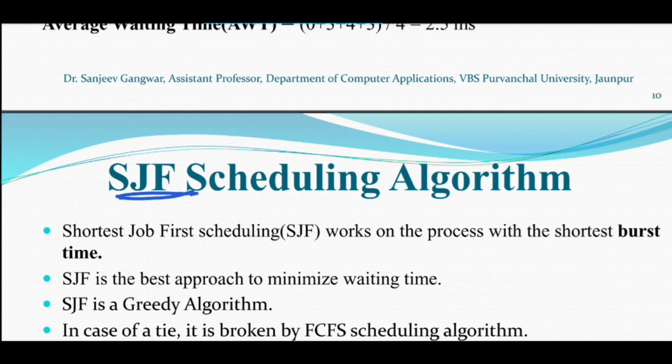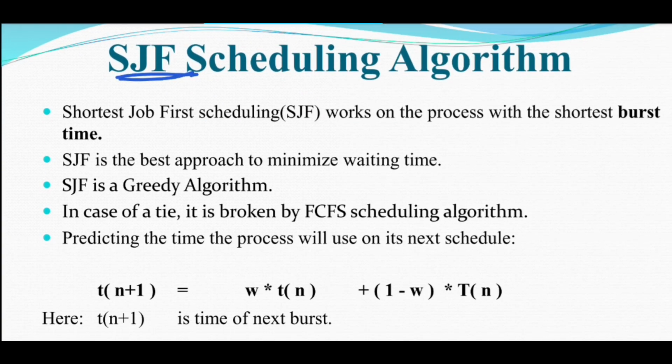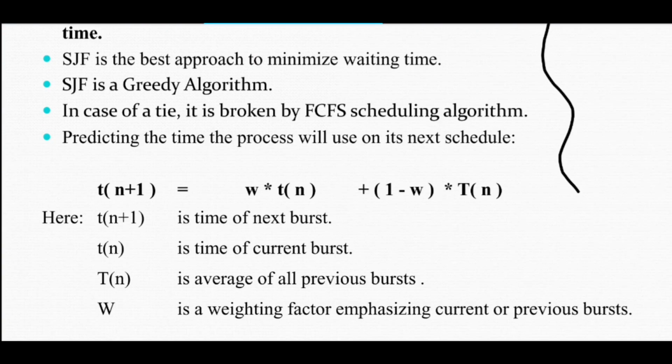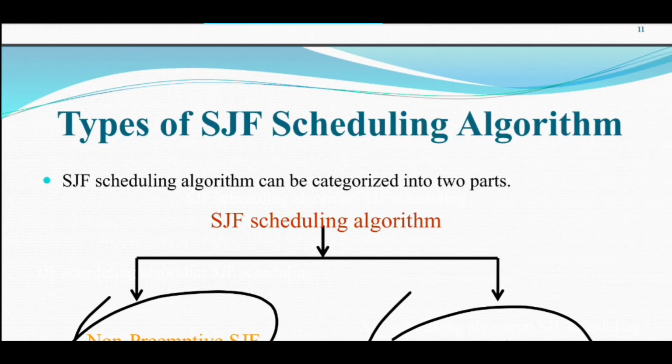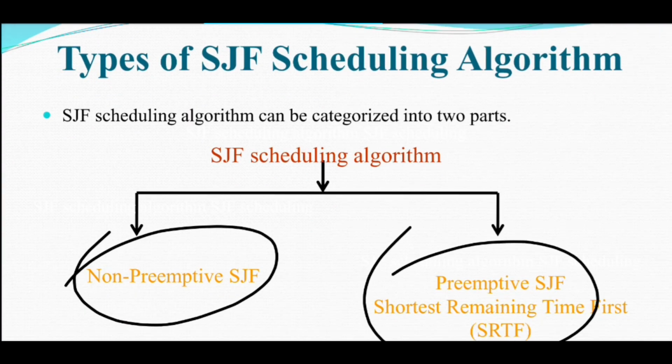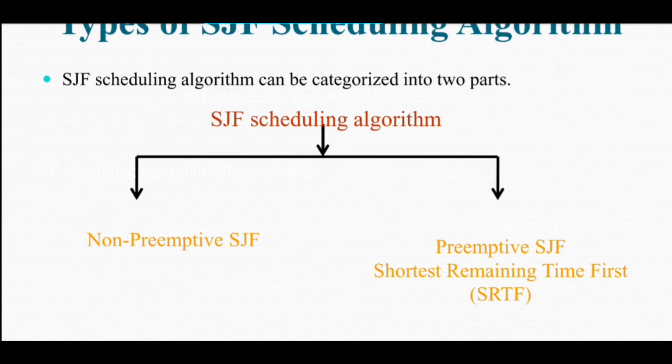SJF full form means shortest job first. Here is some theory you have to write down. Then we have two types of shortest job first. First of all, you have to understand what is non-preemptive and what is preemptive.